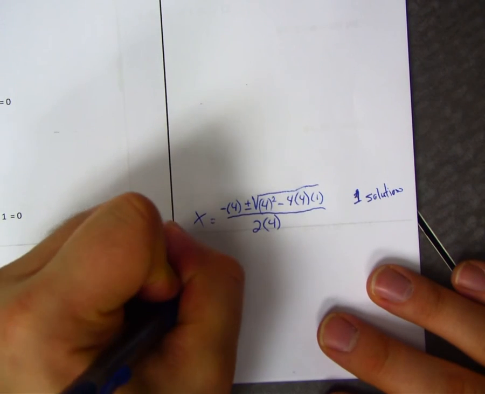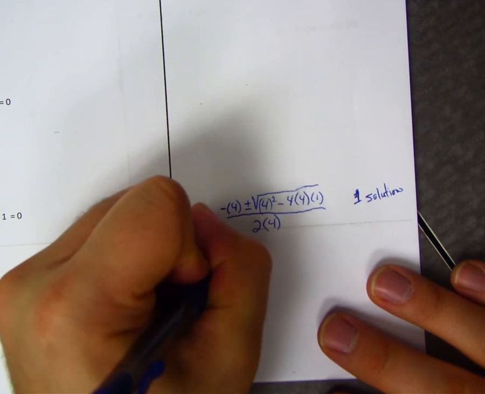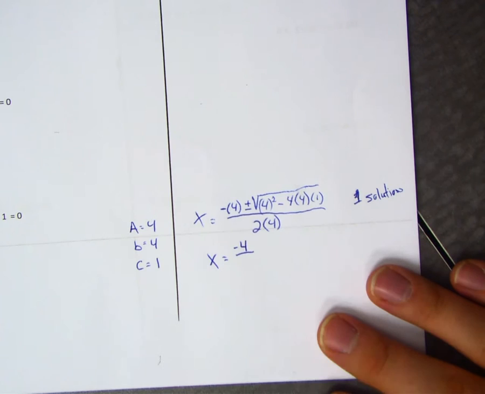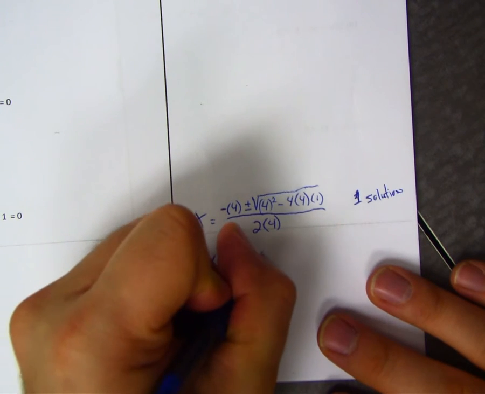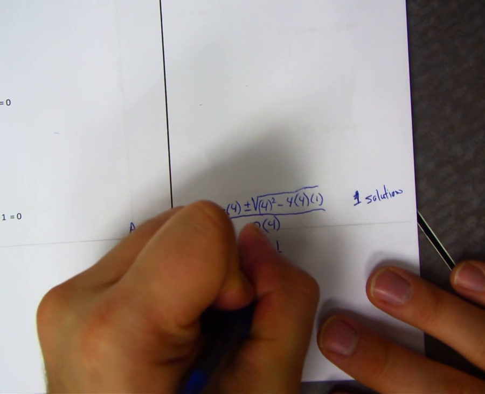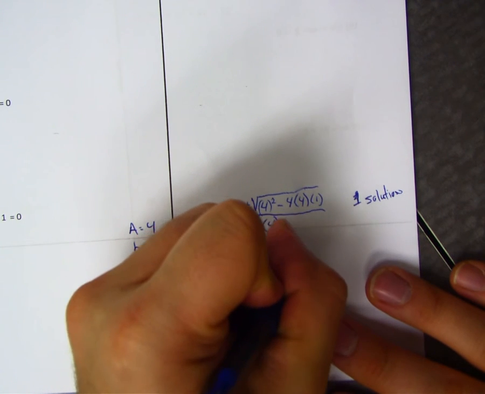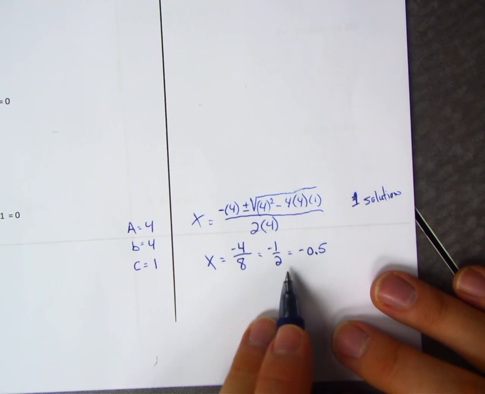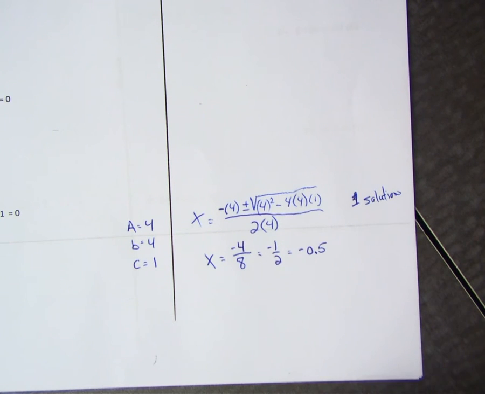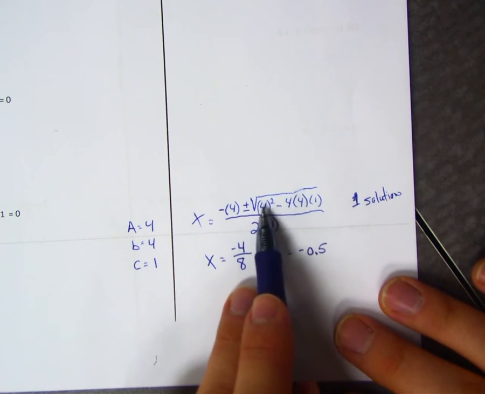So this just means it's going to be x equals negative 4 over 2 times 4 is 8, which is the same thing as negative 1/2 or negative 0.5. Okay, either of these are good answers, right? But there's only one solution because this equals out to be 0.